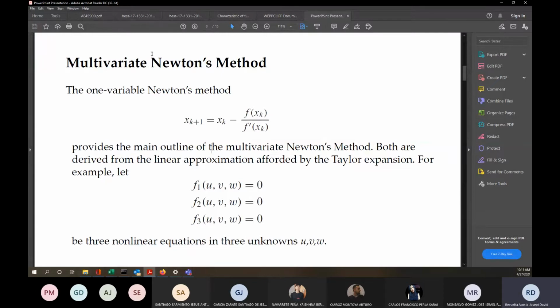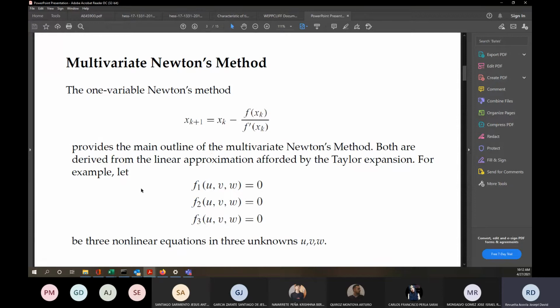So coming back to the basics of the Newton method, remember in the Newton method, with only one variable, we had this equation: x_{i+1}, or x_{k+1}, equals x_i, or x_k, minus the function divided by its derivative. That was the initial function of the model. And this is going to be the outline for the multivariate Newton's method. So this is going to be the basis for our method. Both are derived from the linear approximation afforded by the Taylor expansion. Remember that this is the Taylor expansion. We saw it in the previous class, and if we go back in time, we remember that the Newton method was derived from the Taylor series.